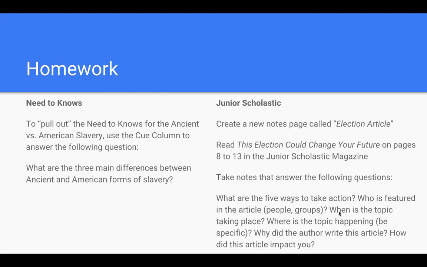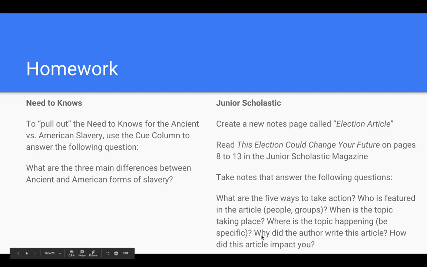Uppercase C. When is the topic taking place? So there, you're responding to when is this topic important? Are any dates mentioned? Any time frames mentioned? Uppercase D. Where is the topic happening? Be specific. Are there certain towns, places, areas, regions named? And this is your uppercase D, and your lowercase letters will respond to that question.